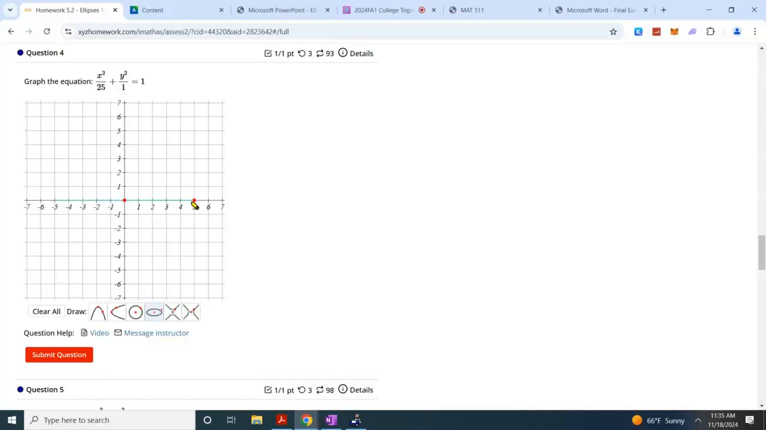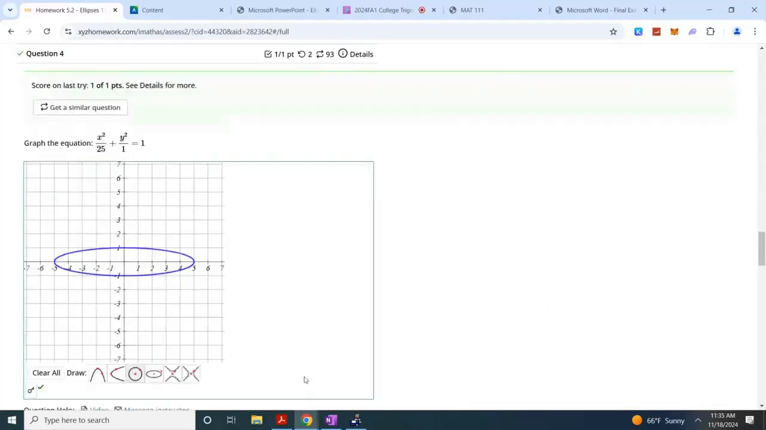And since my value for B is 1, I'm simply going to go up 1 unit, and I'm going to lock that in. And if I hit submit, this is the graph. So it's real particular on your movements on this graph. Any questions about number 4? Start at the center, move to the left or right, and then move up or down.